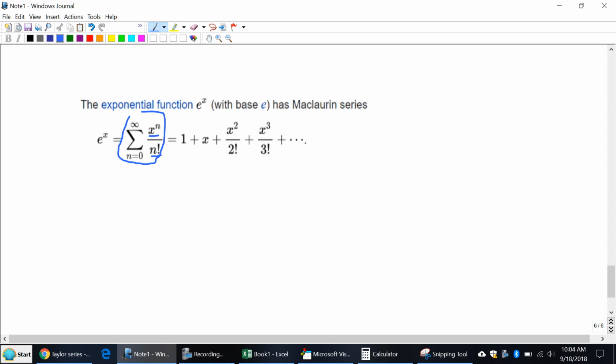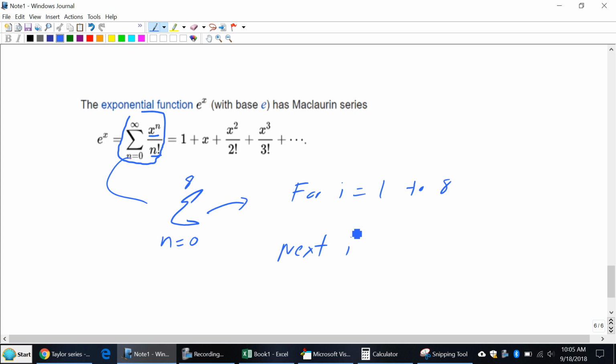But what I really want you to see is anytime that you see a sigma that has something like n equals 0 to, say, 8, what this usually translates into is a statement that says something like this: for I equals 1 to 8, next I. And I'm sorry, this actually would be 0.